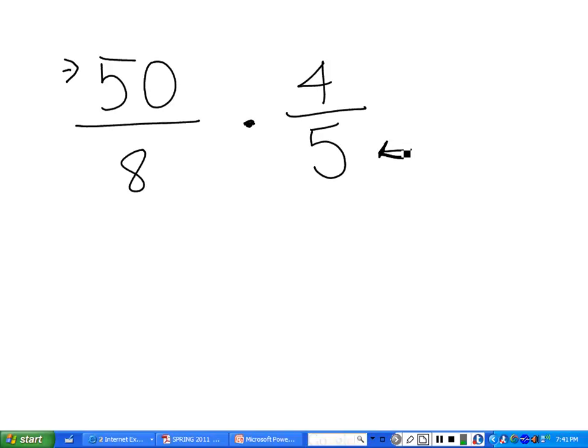So for example, 50 and 5 are both divisible by 5. So I'm going to cross out 50 and divide it by 5. We get 10. And cross out 5 and divide it by 5. We get 1. Notice you can also do that with 4 and 8. What number is 4 and 8 divisible by? 4. So 4 goes into 4 one time, 4 goes into 8 two times.